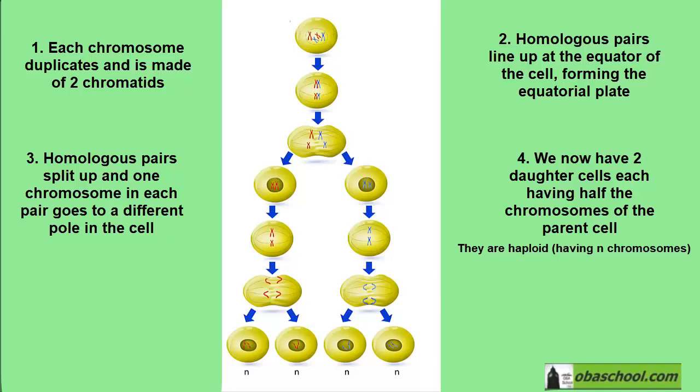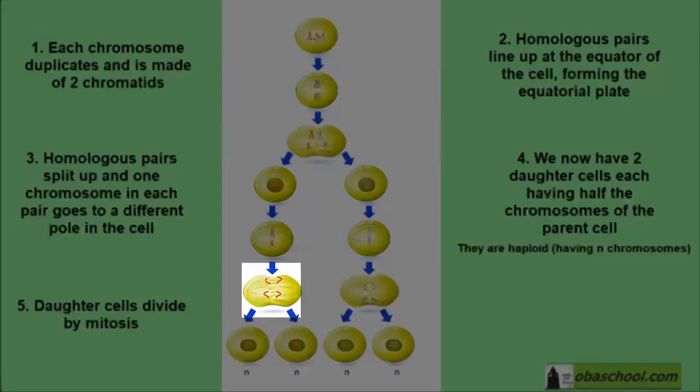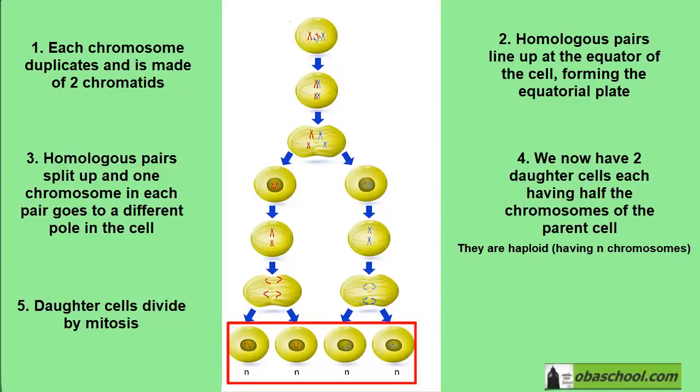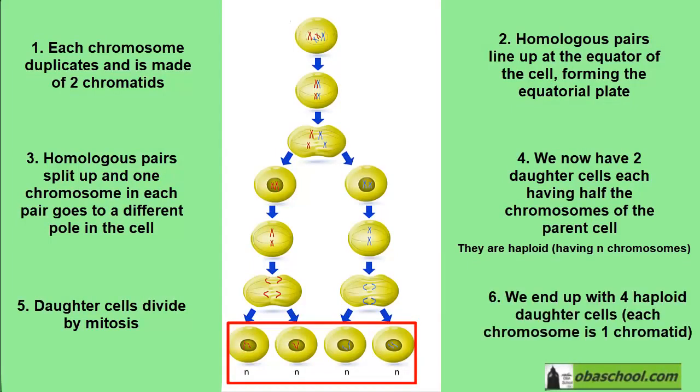And now each of these cells is going to divide again. This division is going to be exactly the same as mitosis. Each chromatid will go to one side of the cell, and then the cell will split into 2 cells. So we will end up with 4 daughter cells, each having n number of chromosomes and 1 chromatid. This is how the division of gametes occurs.